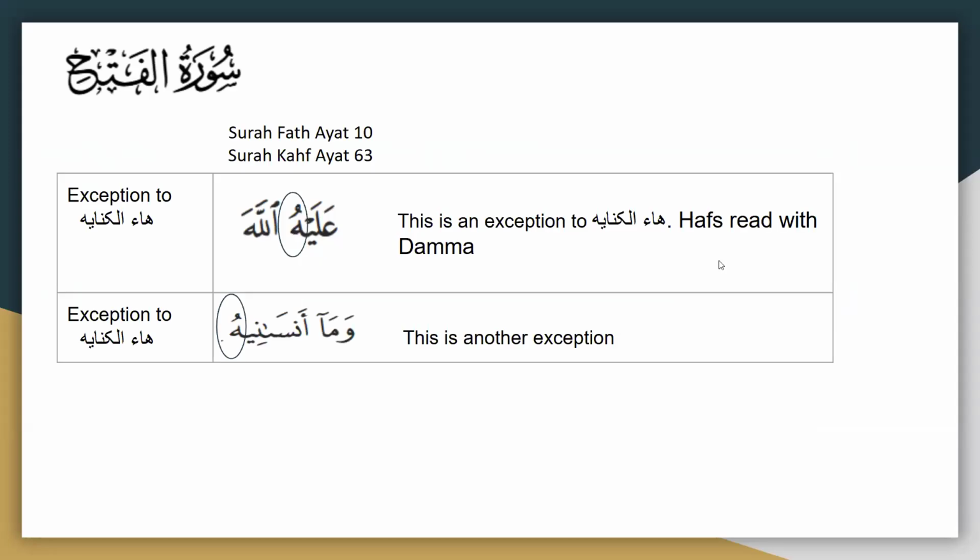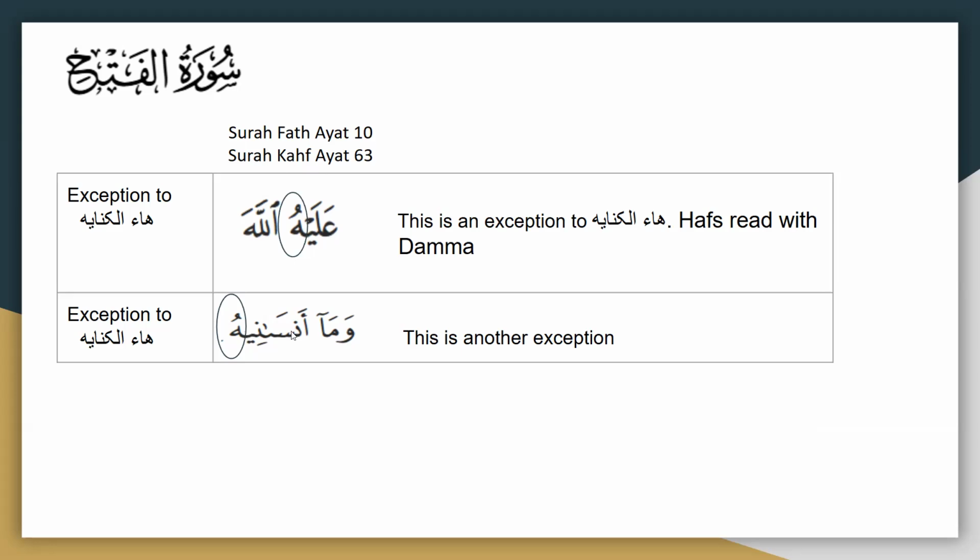From Surah Al-Fath, we see that Imam Hafs has read two words different from the other Qurra. For example, the word alayhi, he changed the haraka of the ha damir, which is also called ha al-kinaya, with a dhamma. As a rule, the ha should get a kasra because there is a ya sakina before it. So we say alayhi normally. But Imam Hafs has read this with a dhamma. Alayhullah. This is ayah 10 of Surah Al-Fath.